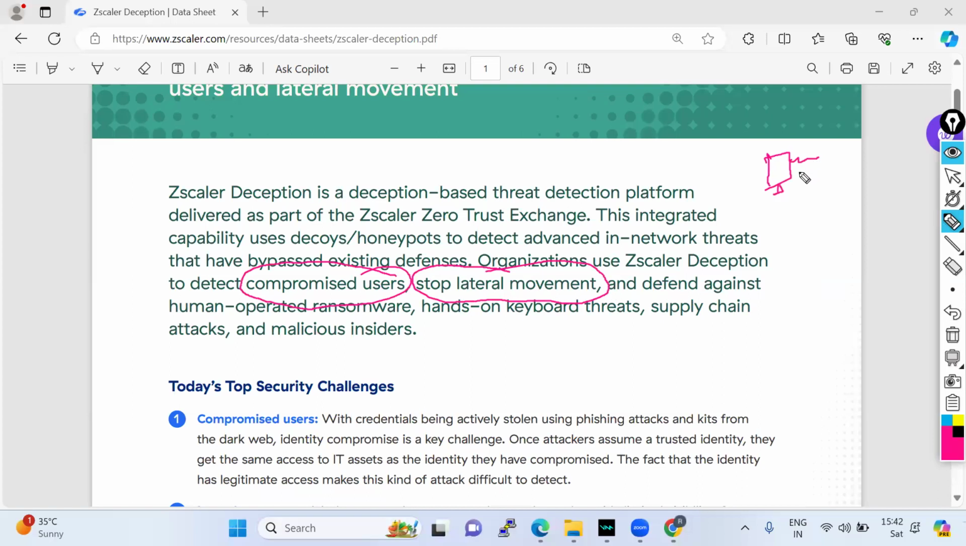How? There is a proper way to do that. It also helps defend against human-operated ransomware attacks, hands-on-keyboard threats, supply chain attacks, and malicious insiders. Zscaler Deception is going to help you with everything. If you take this service and add this feature to your existing Zscaler platform, it is definitely going to give a huge advantage to save your company's reputation, your revenue, and also logistics. It is not something that is going to cause harm.